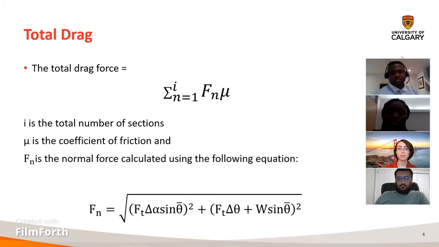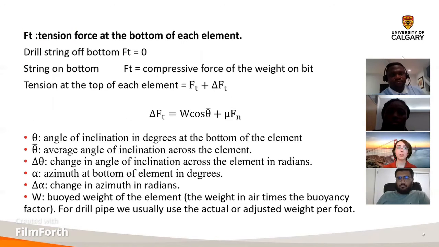The tension force was assumed at the bottom of each of these elements, and also it was assumed as zero when the drill string is off bottom. Tension at the top of each element was calculated using Ft plus delta Ft using this equation.